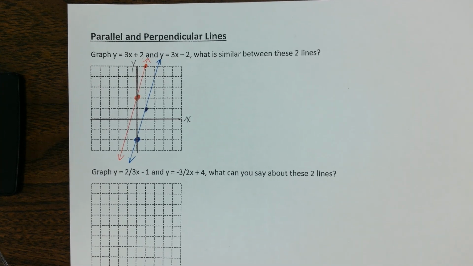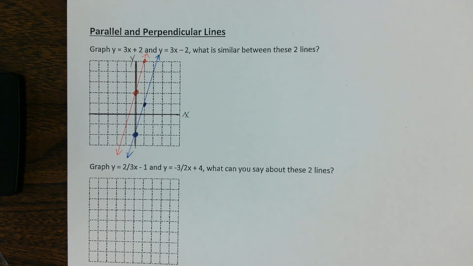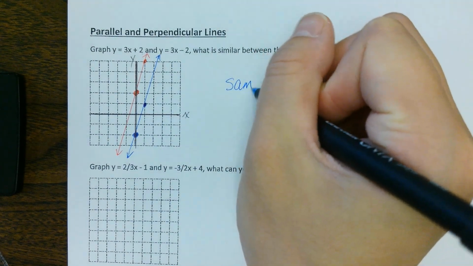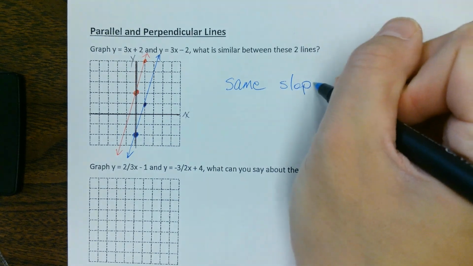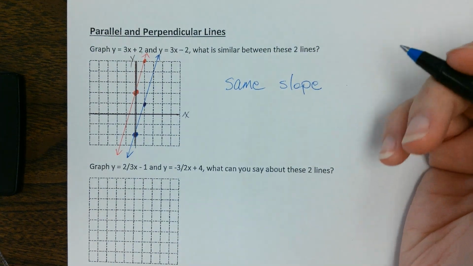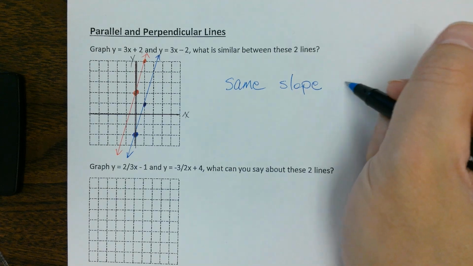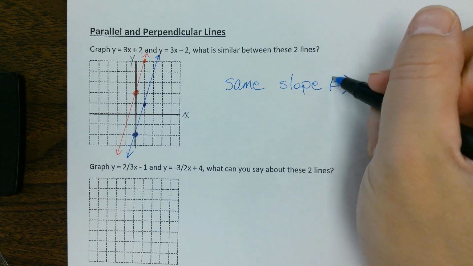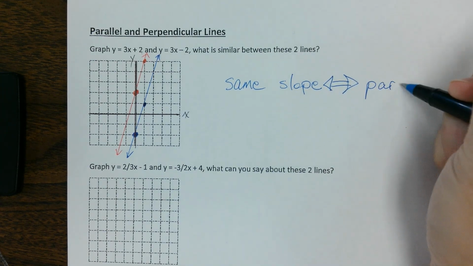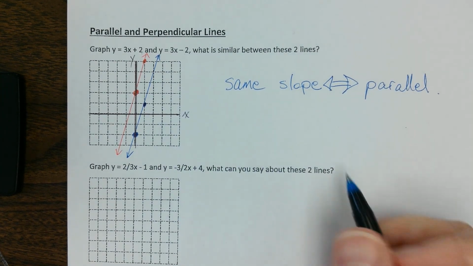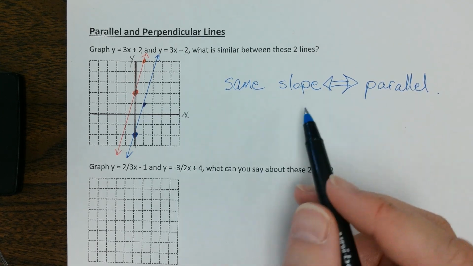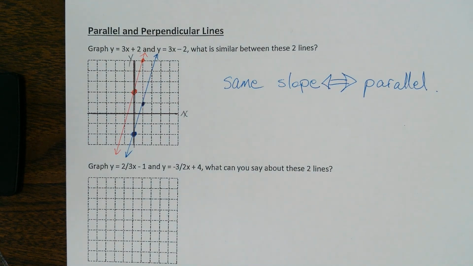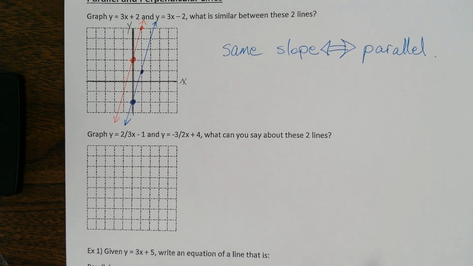Okay. What's similar between these two lines? Same slope. And if you recall, on Thursday, when they have the same slope, what does that imply graphically? They're parallel. So remember that. If I say they're parallel, that means they have the same slope. If I say they're same slope, that means the two lines are parallel. Makes sense? Sounds good.